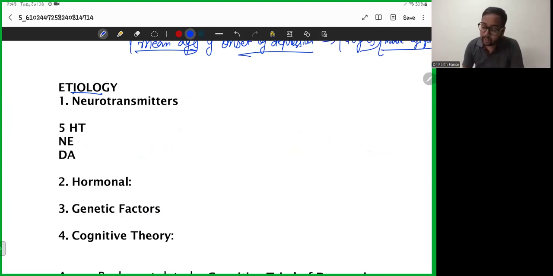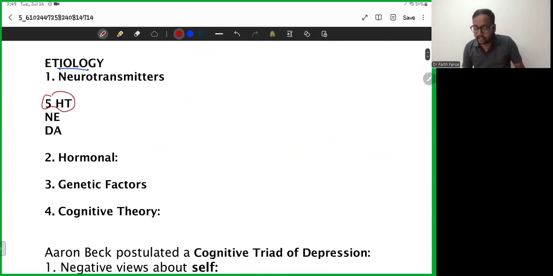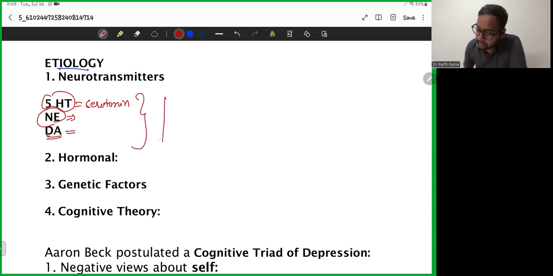The first one is neurotransmitters. There are various neurotransmitters which play a role in the happiness and sadness of our life. If we talk about depression, there are three main neurotransmitters which play a major role in causing it. The first one is 5-HT, which is serotonin. Then NE, that is norepinephrine, and DA, which is dopamine. The most important thing to remember is that all these neurotransmitters will be decreased.